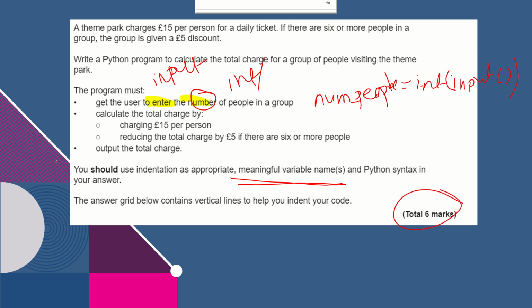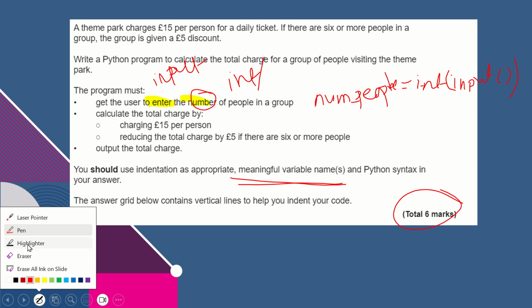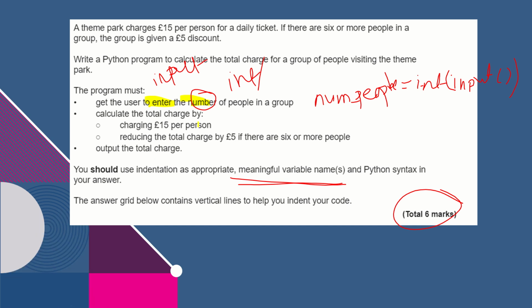Then you have to keep on looking for these types of keywords in your answer. Don't start writing the program immediately. You will have enough time in the exam, so please read carefully. Let's continue with the reading. What else do you have to look at? Calculate the total. They are telling us the charge is 15 per person. So this is multiplication. There is no keyword here, but reducing, like subtraction, has to be done.